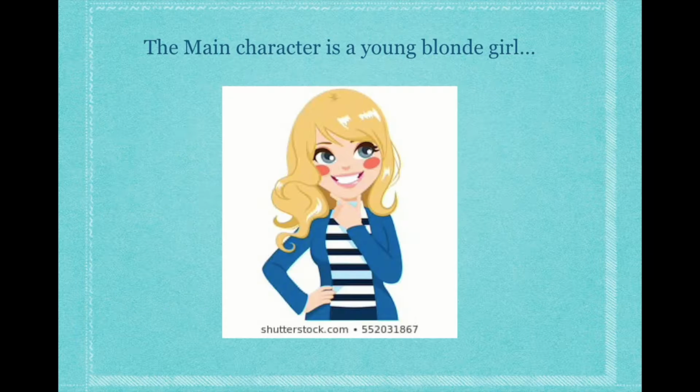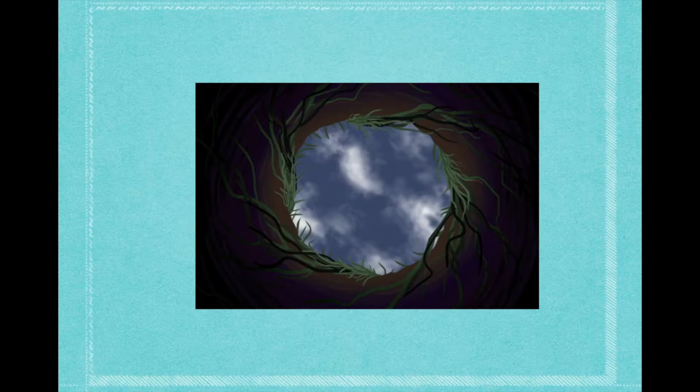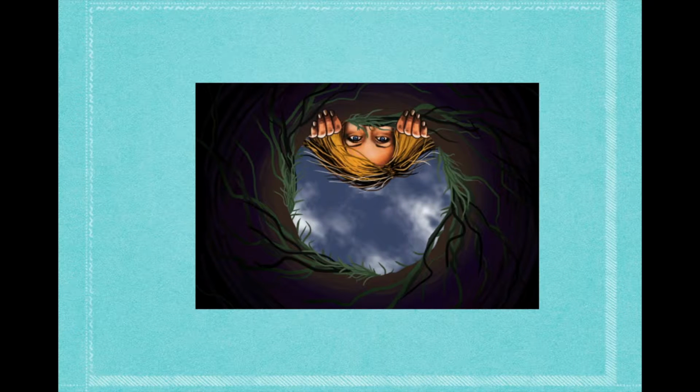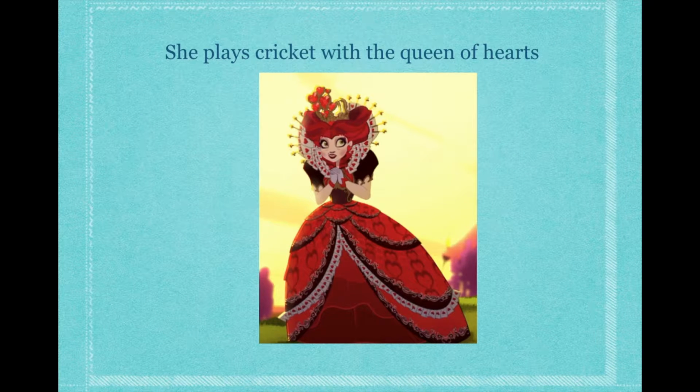So let's start. The first clue that you have is that the main character is a young blonde girl. The second hint or clue is that she meets 2 animals through her adventure. A little cat, a little rabbit. This is another clue. Think about it. What book could it be? And finally, she plays cricket with the Queen of Hearts.